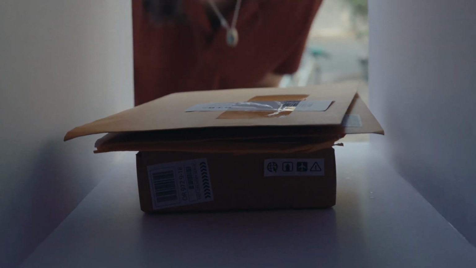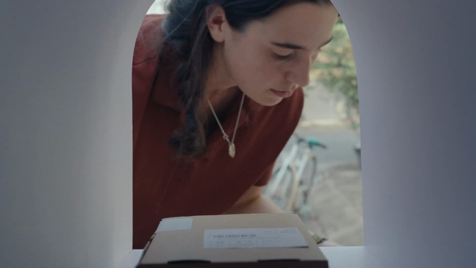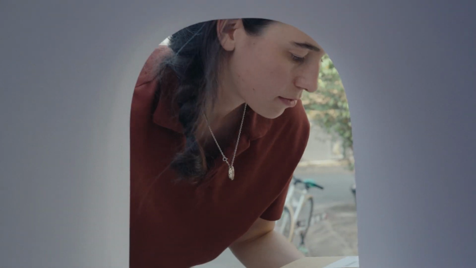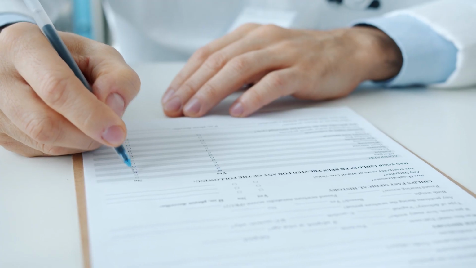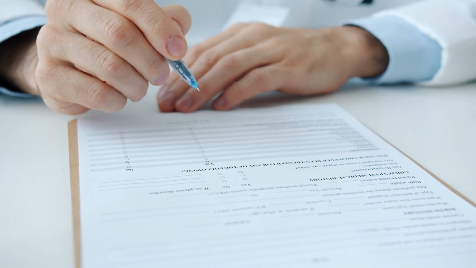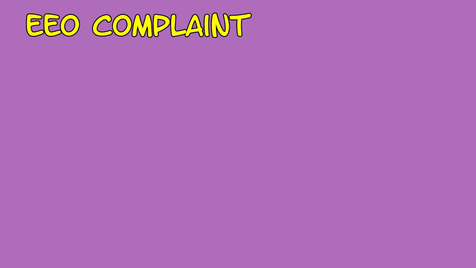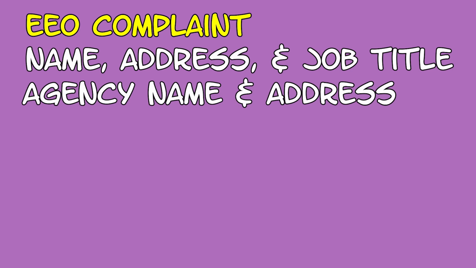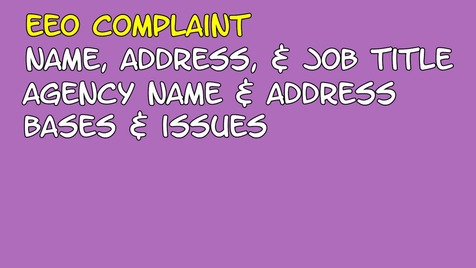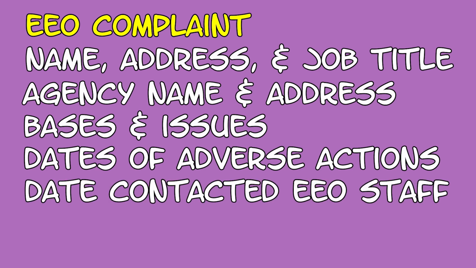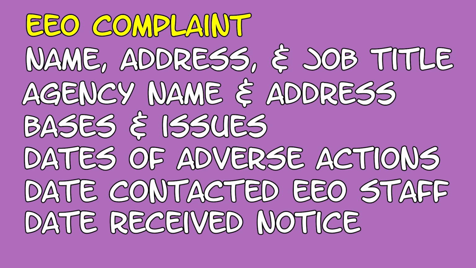Once you receive the notice of final interview, you will have 15 days to file a formal complaint as described in the notice. Each allegation in the formal complaint must have been mentioned to the EEO counselor during the informal counseling stage. Almost all agencies maintain forms for EEO complaints. Using these forms is not required, but preferable. If you do not use the form, be sure to state EEO complaint and include your name, address, and job title, the agency's name and address, all bases and issues, the dates for each adverse action, the date you first contacted the EEO counselor, the date you received the notice of final interview, and your signature.